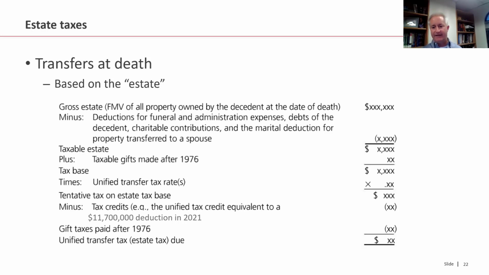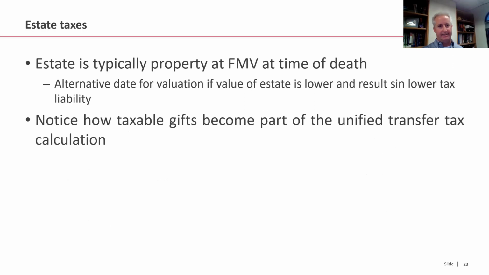Then you would deduct any gift taxes you paid previously, and that would tell you how much tax you owe. As worth repeating, this obviously only applies to the even affluent people. And even given the price of homes in San Diego, most of us still aren't going to owe any estate taxes. So again, the estate is typically measured as the property at the fair market value at the time of death. You can elect an alternative date if it results in a lower tax.